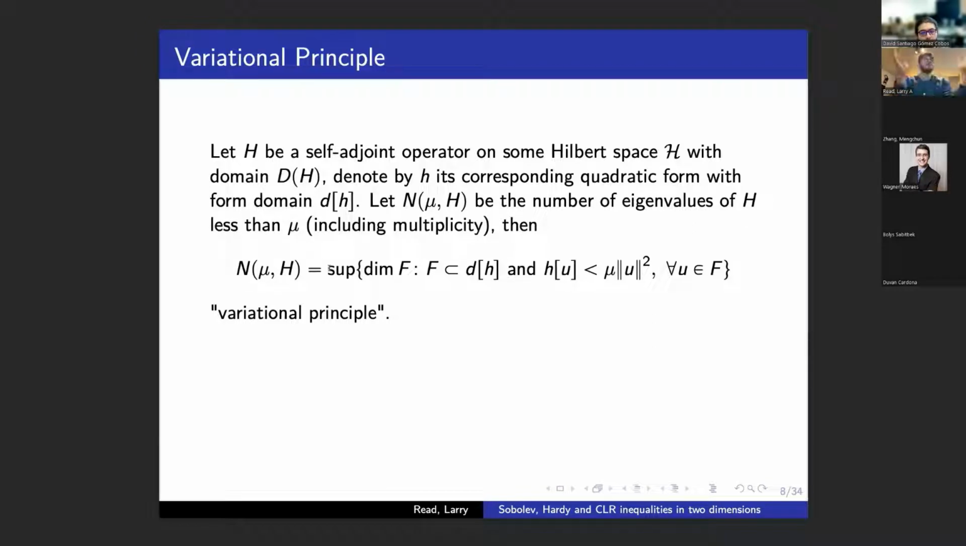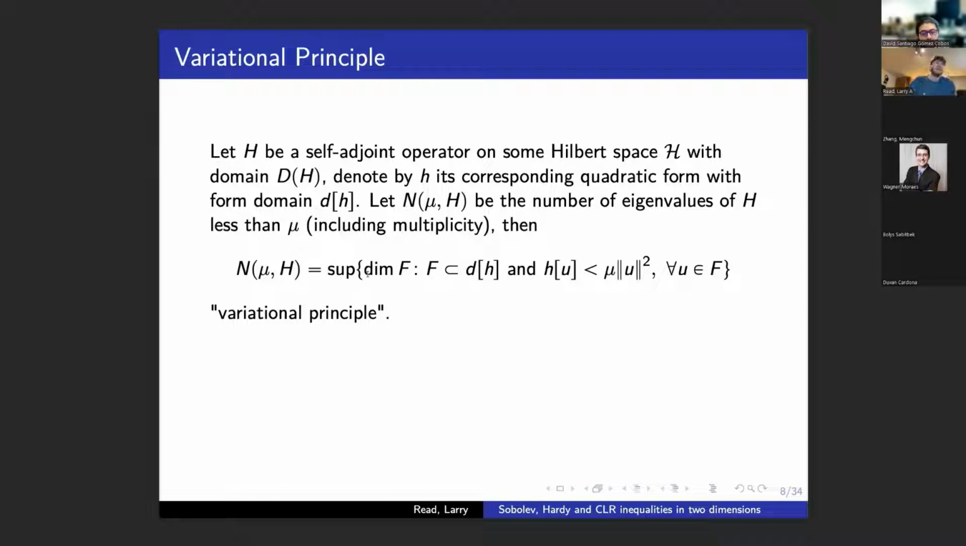So we'll just need one easy result, really, that you probably already know of. If you have some self-adjoint operator here that we'll assume to be semi-bounded, that is, the eigenvalues are bounded from below, or if you add some constant here, then it's a positive operator, on some Hilbert space with domain D, then if we denote by little h its corresponding quadratic form with domain little d, then the number of eigenvalues of h below some number mu, including the multiplicity of these eigenvalues, is given by the following formula.